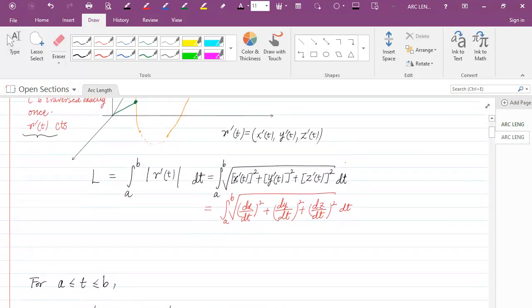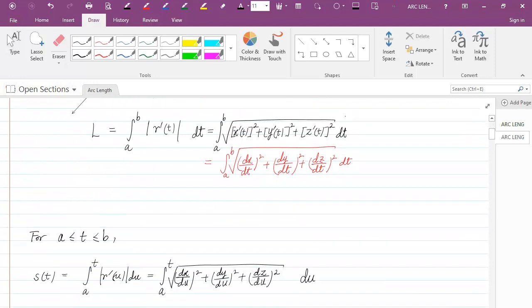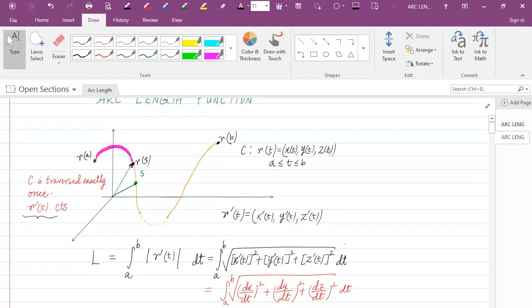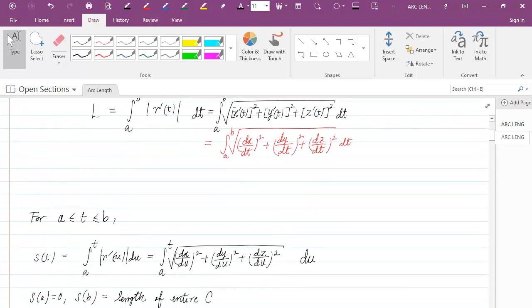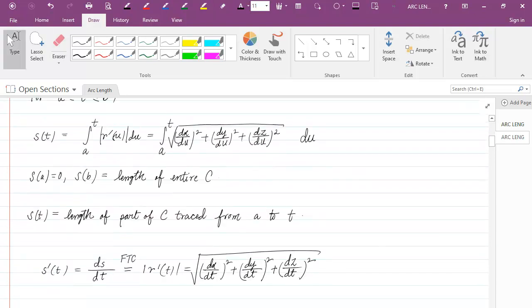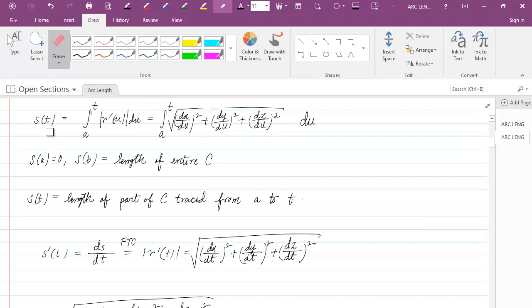In terms of distance, if I think of it as the path of a moving object, then s of t is the distance traveled from time a to time t, and notice that s of a would be 0 because it's the integral from a to a, and s of b would be the length of C, because if you look at s of b, then we are integrating from a to b, and if you integrate the speed function from a to b, then you get the length of the entire curve, and so this s of t is what we call the arc length function.